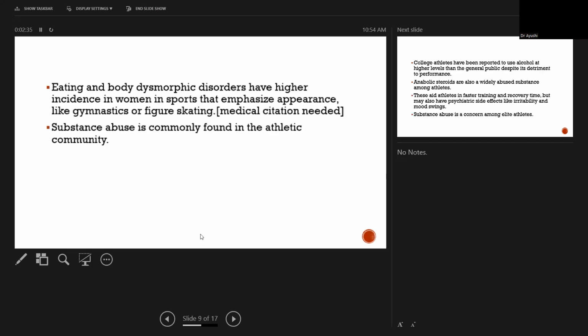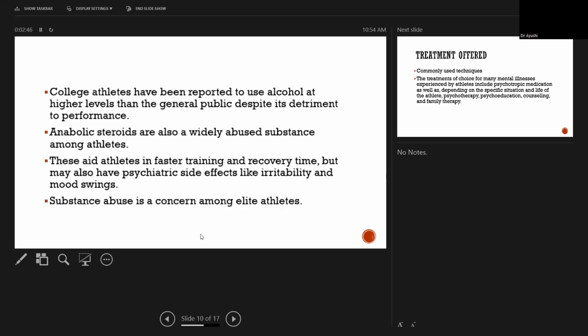Eating and body dysmorphic disorders have higher incidence in women, in sports that emphasize appearance, like gymnastics or figure skating. Substance abuse is commonly found in the athletic community. College athletes have been reported to use alcohol at higher levels than the general public despite its detriment to performance. Anabolic steroids are also a widely abused substance among athletes.